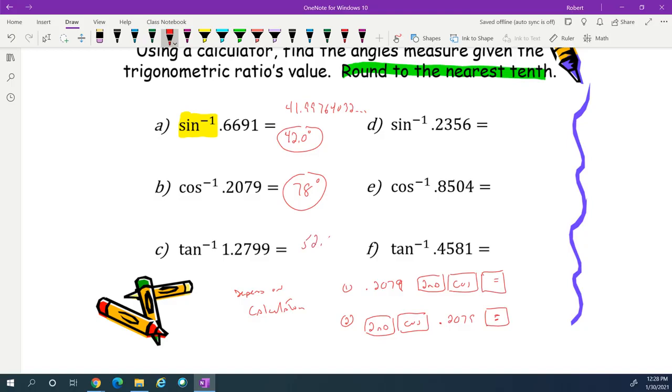Now again, I am rounding to the nearest tenth, but it caused it to bump up to 52.0. For D, I have an angle of 13.6 degrees.